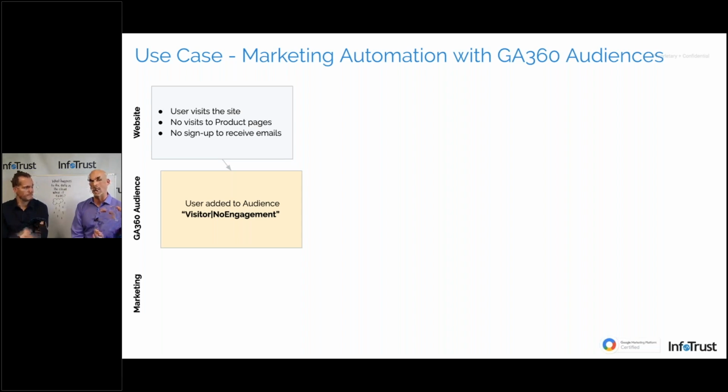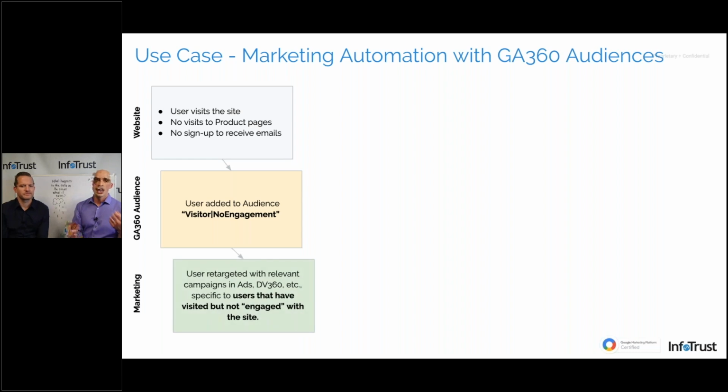I think sometimes there's a perception, especially when I did print, I had to create multiple versions for different markets. Like, it's automated because it's digital. Yep. So with this audience, as we talked about before, you can push this into other Google platforms, Google Ads, Display and Video 360. Once it's in there, you can retarget this user with messaging that is specific to users who have visited the site but not really engaged with it.